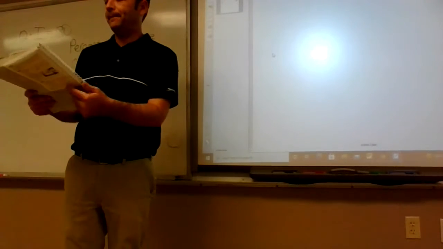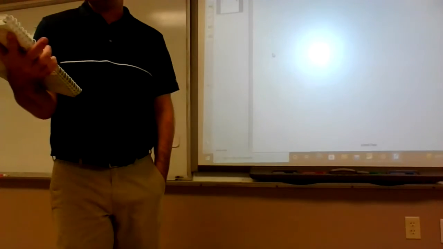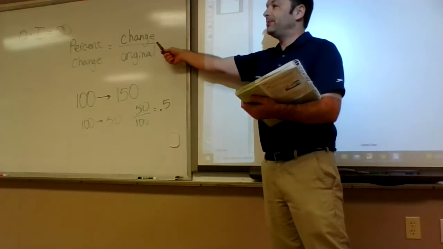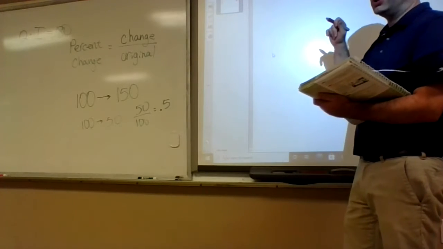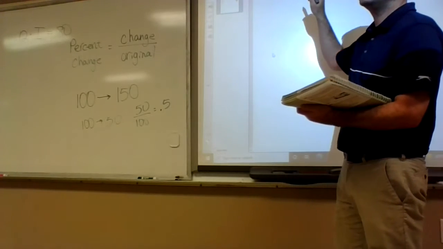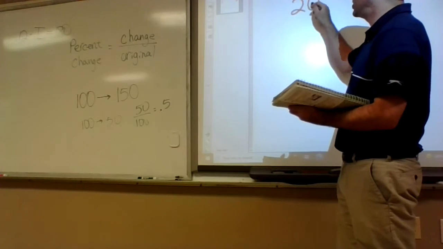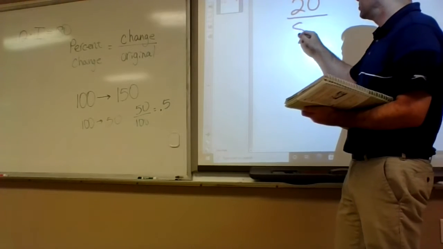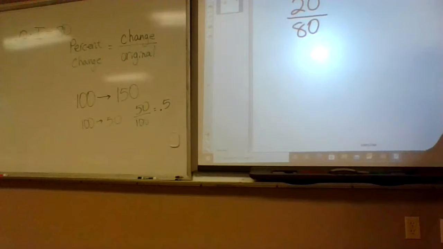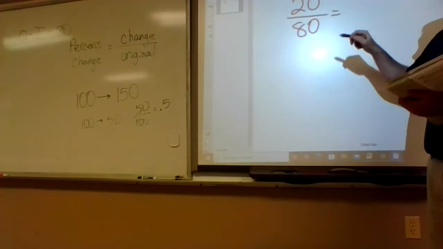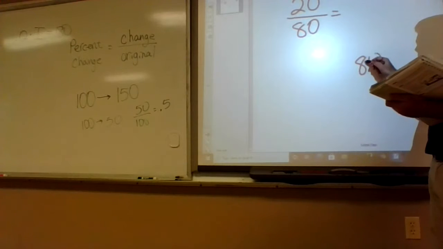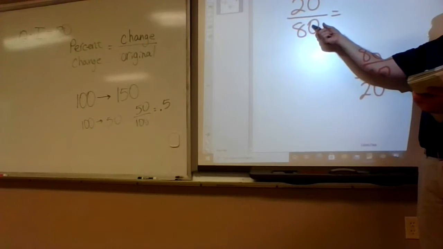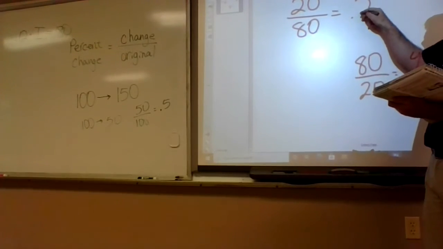Number 1. All right. Okay, it says find the percent change. So do you guys remember what to do? Divide. Change divided by original. So on number 1, what is the change? 20. Change is 20. What's the original? 80. What is 20 divided by 80? 0.25. What you guys are thinking is 80 divided by 20 is 4. It's 0.25, right? 20 divided by 80 is not 4, it's 1/4 or 0.25.